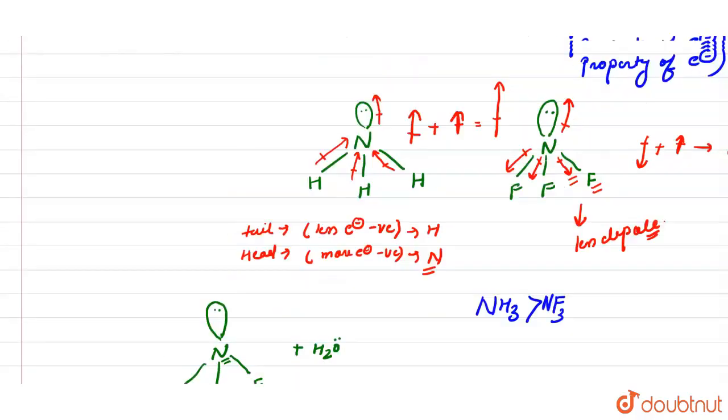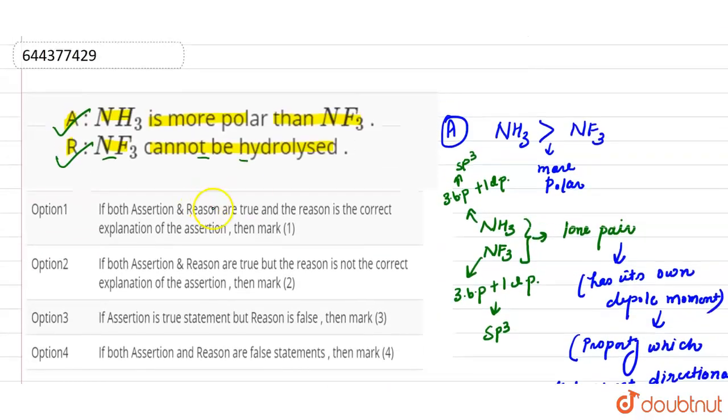So the reason given here is also correct, but the reason is not the correct explanation of the assertion. Why? Because it is not due to the fact that NF3 cannot be hydrolyzed that NH3 is more polar than NF3. So the reason is not the correct explanation of the assertion. Among the options, option 2 is that both assertion and reason are true, but the reason is not the correct explanation of the assertion. So this is the correct answer of this question.